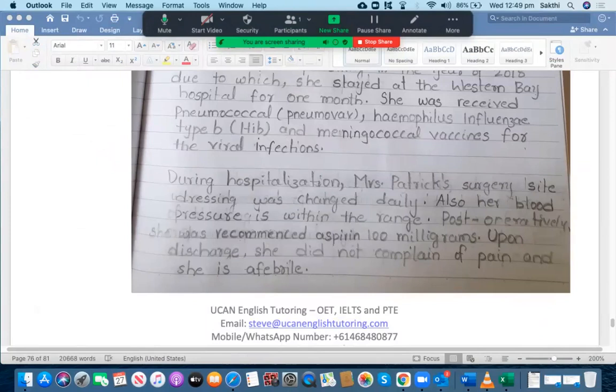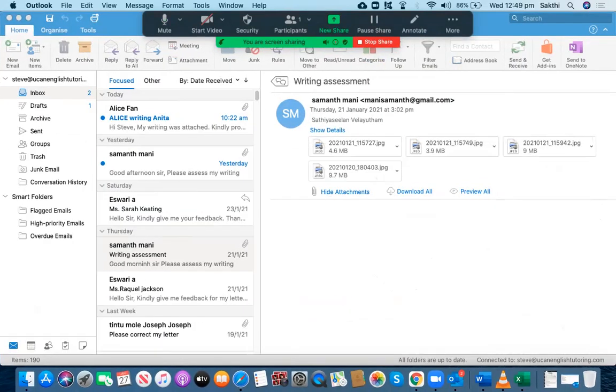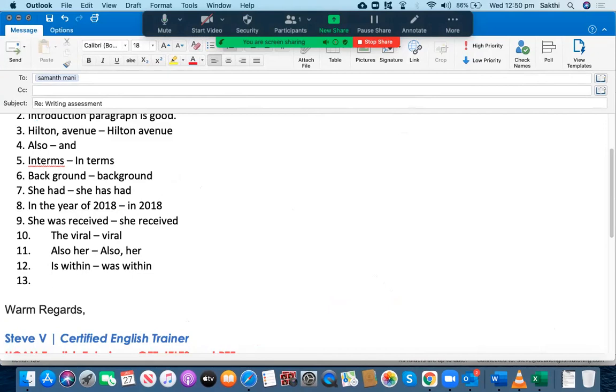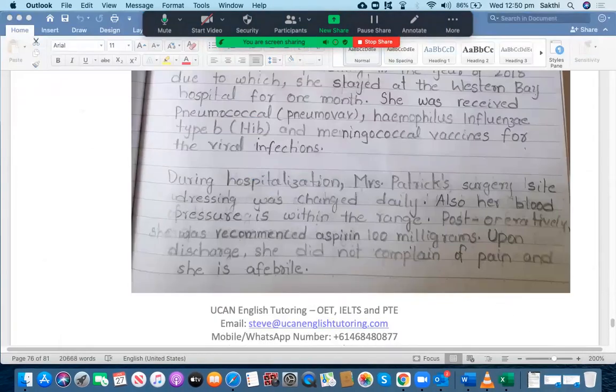The blood pressure was within the range. It must be was within the range. It's not is within the range, okay? Because it occurred in the past. Is within the range, it should be was within. Okay. Let's go to the next one.